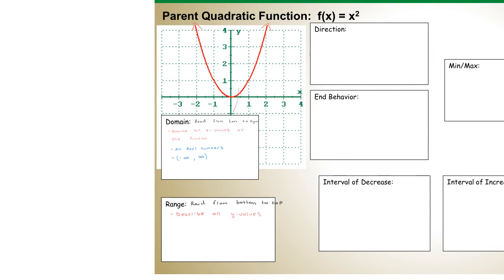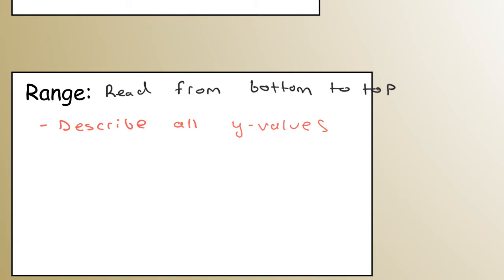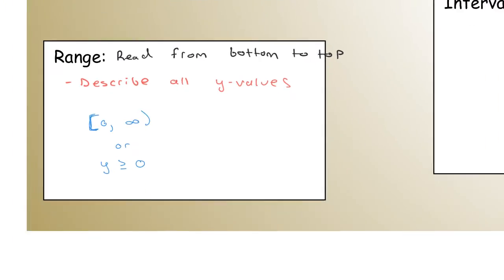So I would say that the y values of this thing go from, using interval notation, 0, and we're going to have a bracket there because it touches 0, to infinity, okay? I could also use inequality notation and say it this way: y is greater than or equal to 0. Both of those mean the same thing, and they describe the range of this function.